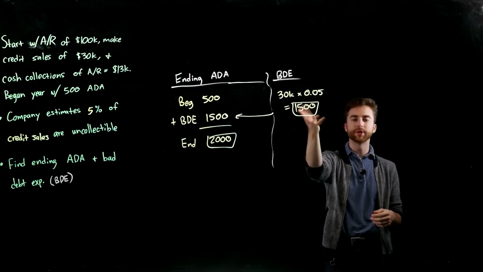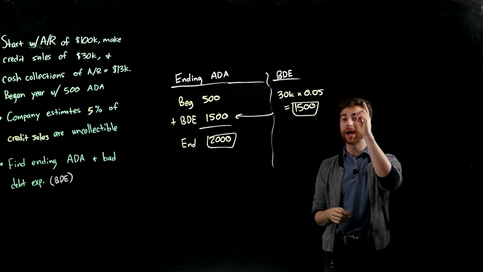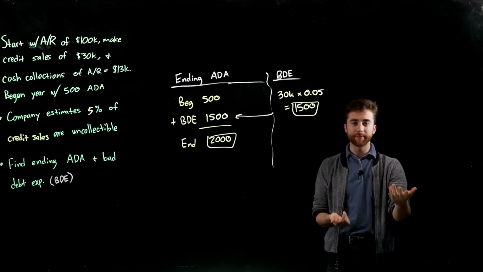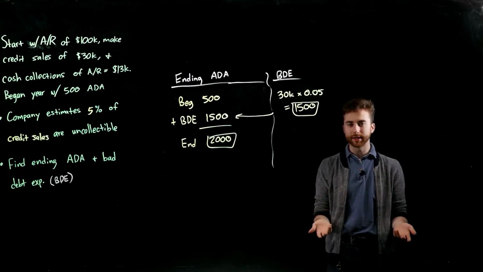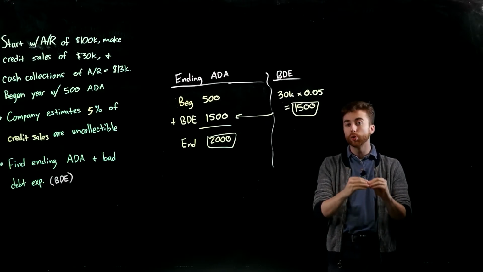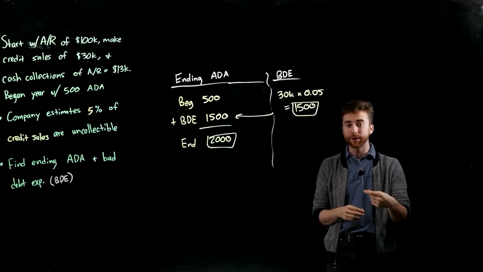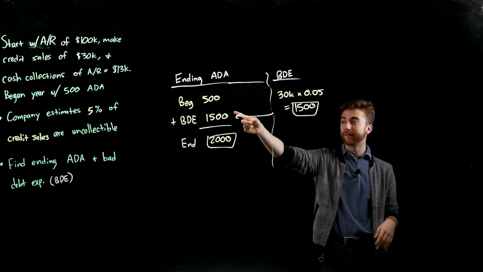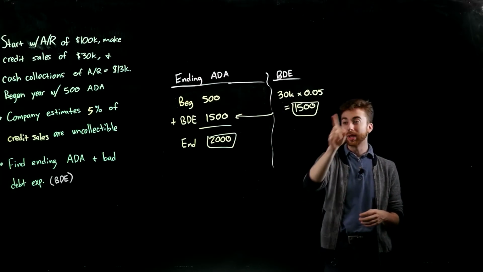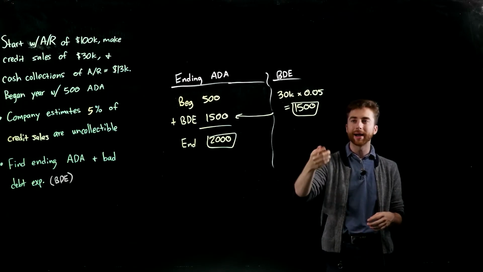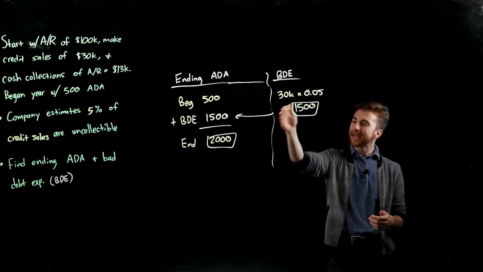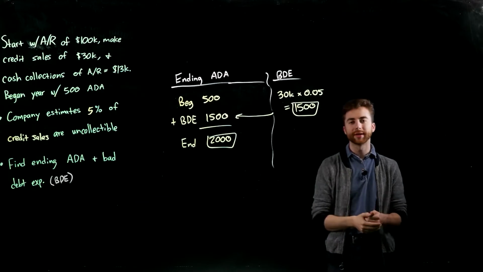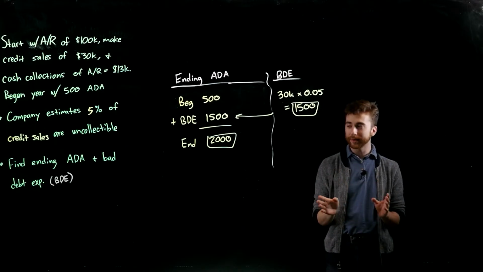So you should solve for the bad debt expense first. You have your 30,000 of credit sales, take 5% of that, and that's going to be $1,500. And that is your adjustment to your allowance for doubtful accounts to give you your ending allowance for doubtful accounts. So you see here, if we began with 500 from the information in the problem, we adjust it by the 1,500 that we calculated. That gives you an ending allowance for doubtful accounts of 2,000. I feel like that's pretty straightforward.